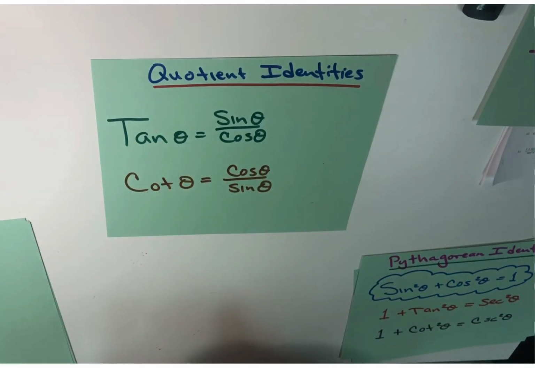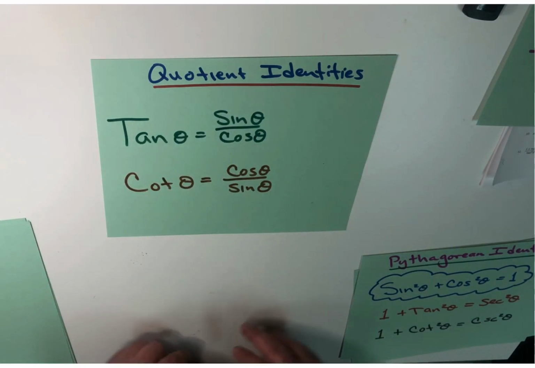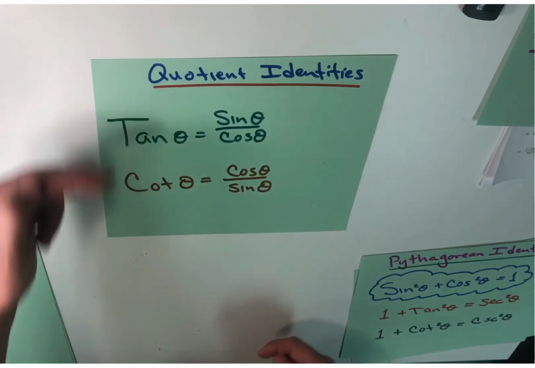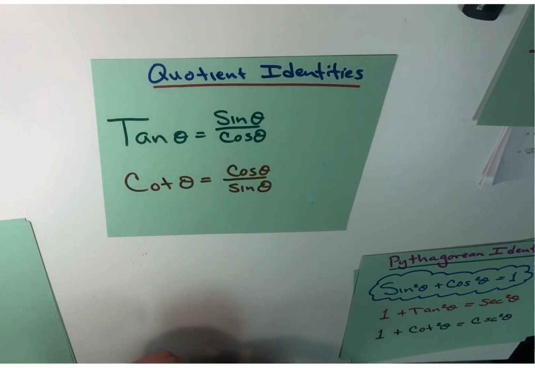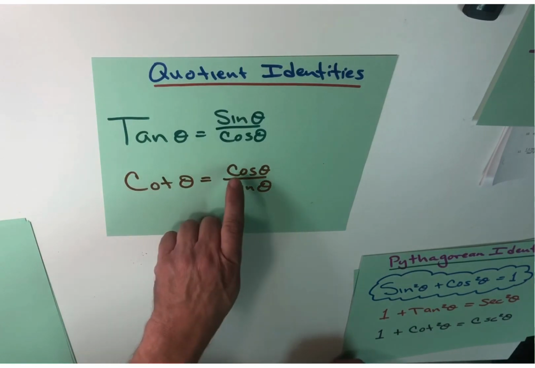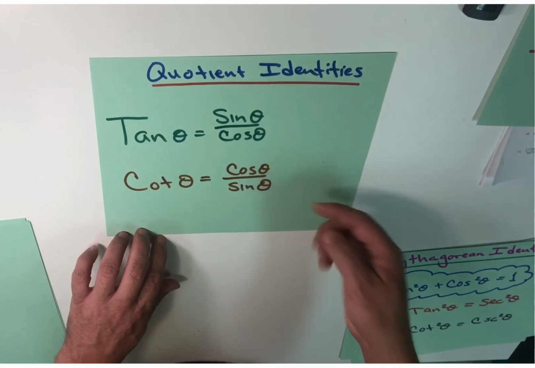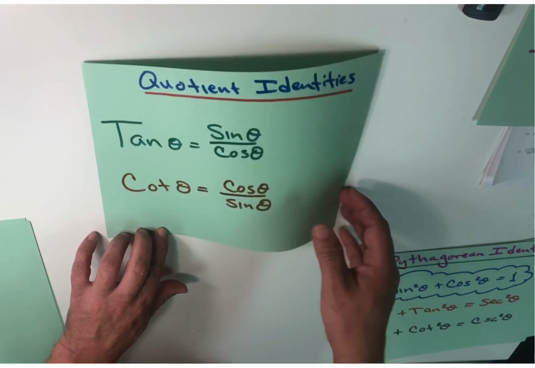And so the identity is that the tangent of theta is equal to the sine of theta over the cosine of theta. And if you take the reciprocal, because the tangent is the reciprocal of cotangent, you just flip it over and you'll see that the cotangent is equal to the cosine of theta all over the sine of theta, and these are quotients. That's why it's called the quotient identities.